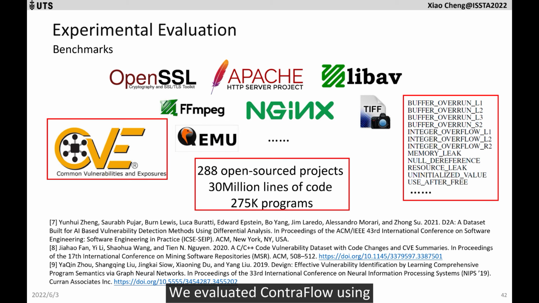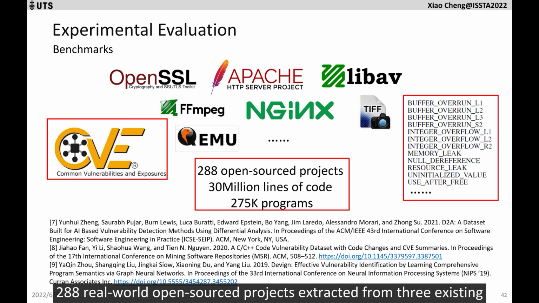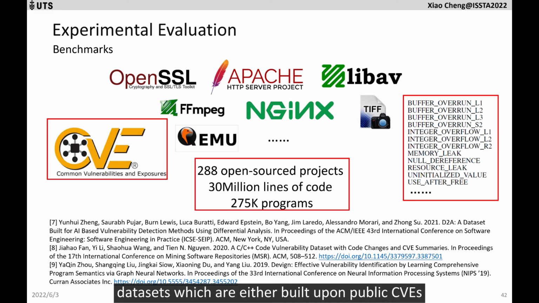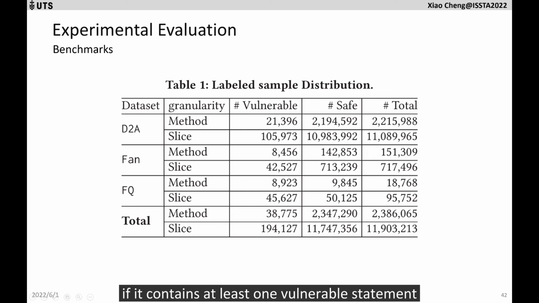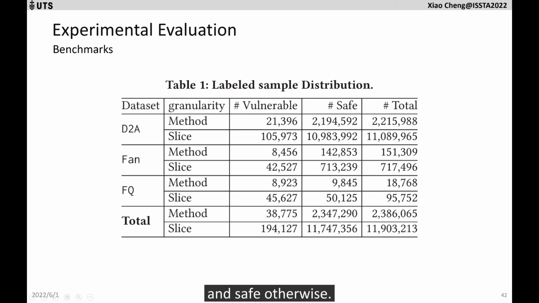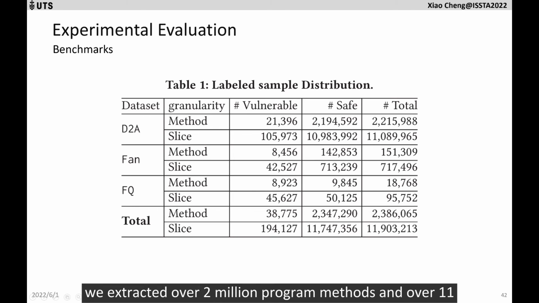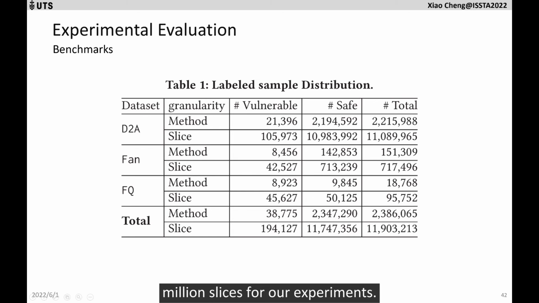We evaluated ContraFlow using 288 real-world open-source projects extracted from 3 existing datasets, which are either built upon public CVEs or labeled by domain experts. We label a sample as vulnerable if it contains at least one vulnerable statement, and safe otherwise. In these projects, we extracted over 2 million program methods and over 11 million slices for our experiments. 80% of them are used for training, 10% are used for tuning, and the remaining 10% are used for testing.